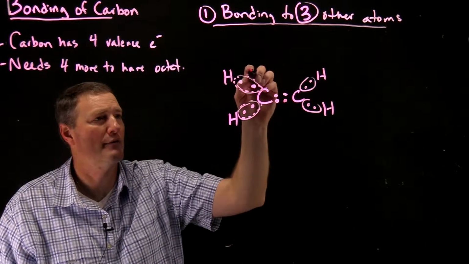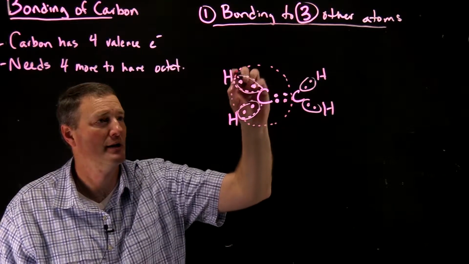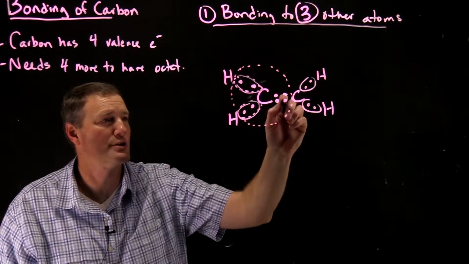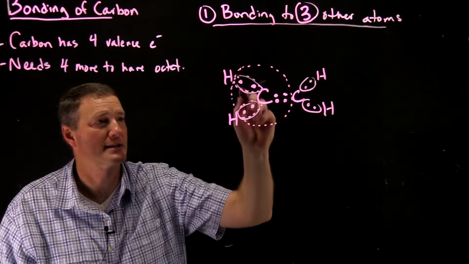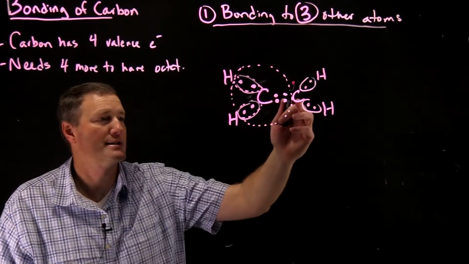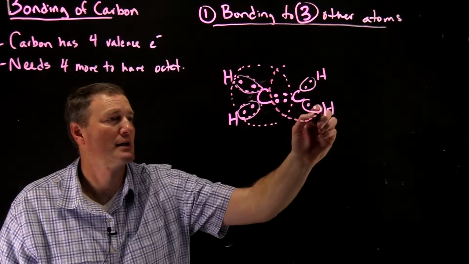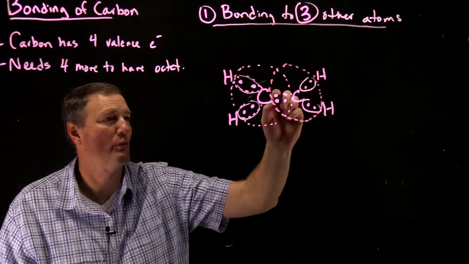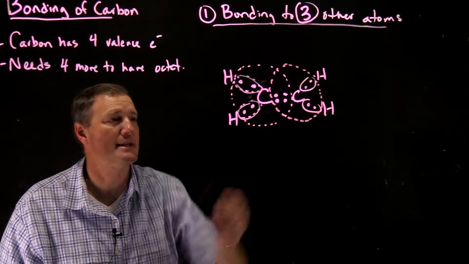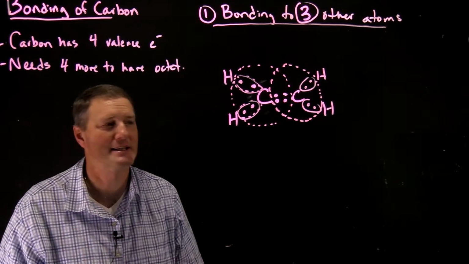Okay, so if I tally up my total number of electrons for each carbon, I'll circle them there. I've got 1, 2, 3, 4, 5, 6, 7, 8. So that carbon now has a full octet. Likewise, this carbon over here, if I tally up its total electrons, it's got 1, 2, 3, 4, 5, 6, 7, 8. So both carbons are sort of happy and satisfied. They both have their octet.